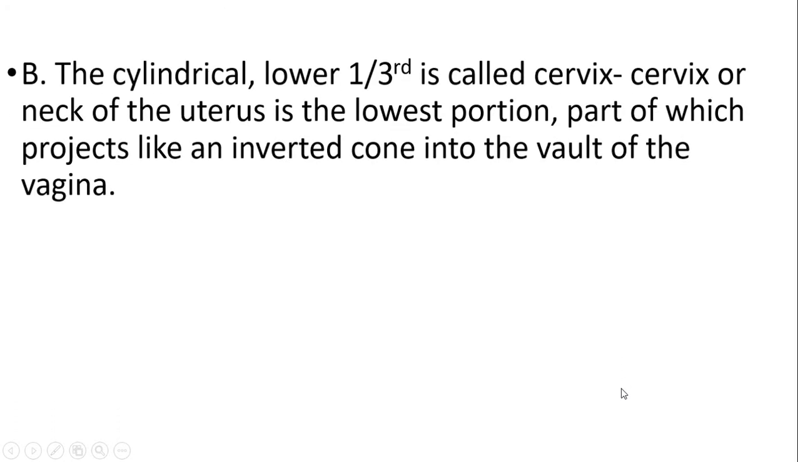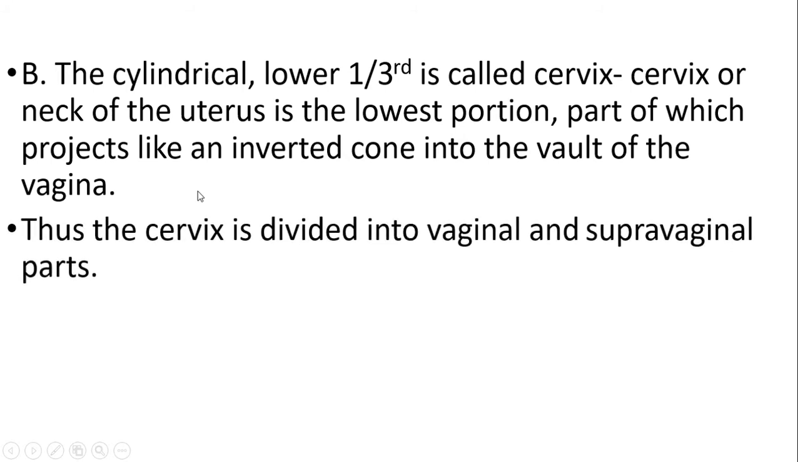The cylindrical one-third is called as the cervix. Cervix is the neck of the uterus, the lowest portion, a part of which projects like an inverted cone into the vault of the vagina. The cervix is divided into vaginal and supravaginal parts.